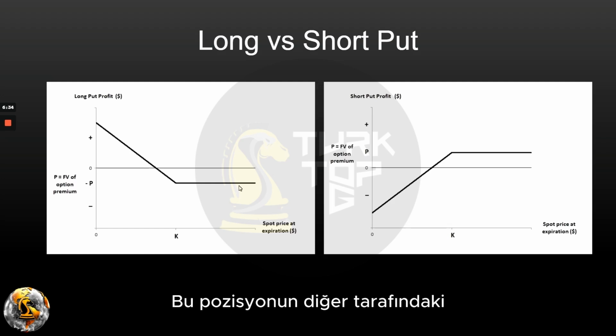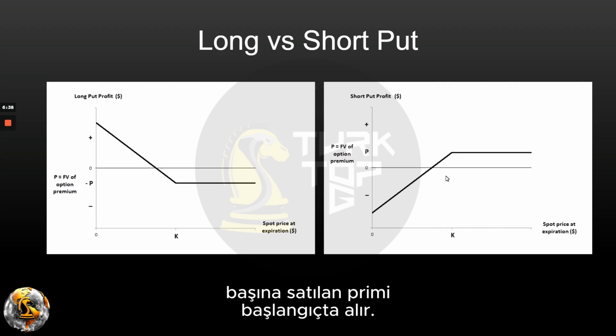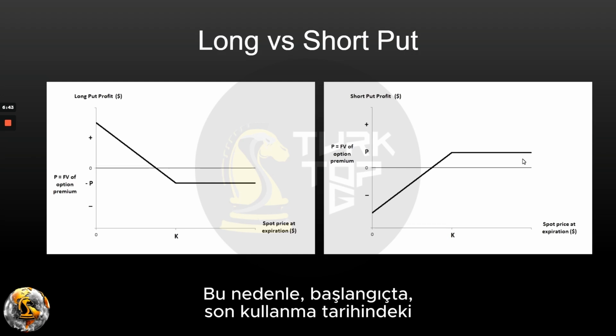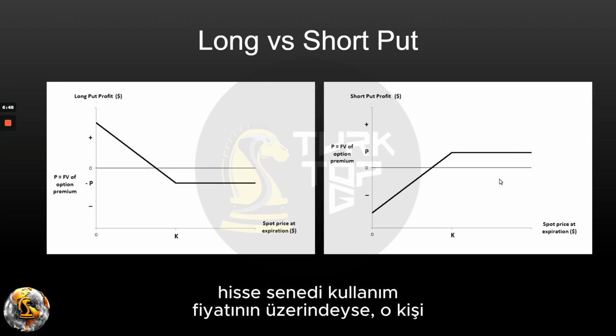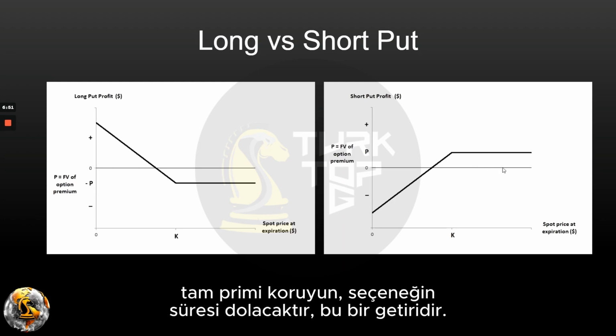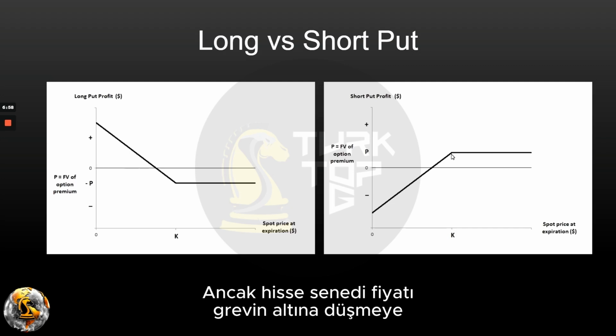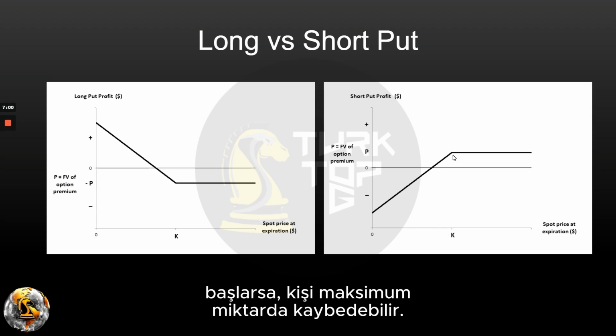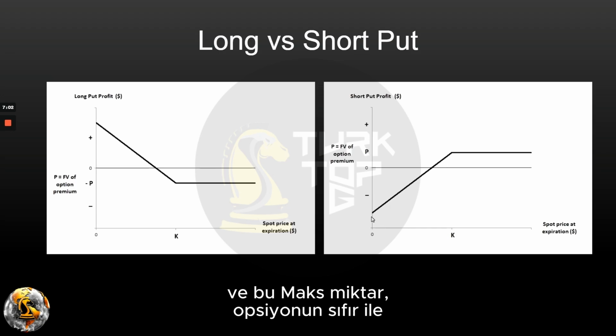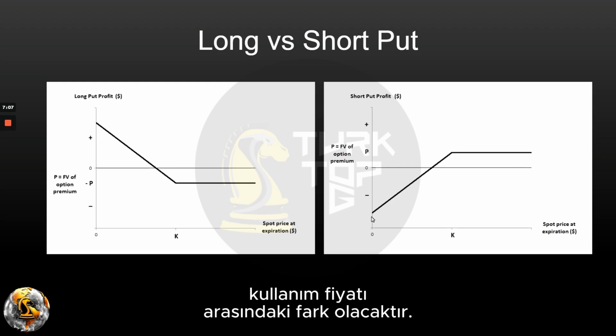For the person on the other side of this position, the one who shorted the put, the one who sold you the put, initially he gets the premium. If the stock on expiration date is above the strike price, that person will keep the full premium, the option will expire worthless, that's his payoff. But if the stock price starts to go below the strike, then the person can lose a max amount, and that max amount will be the difference between zero and the strike price on that option.